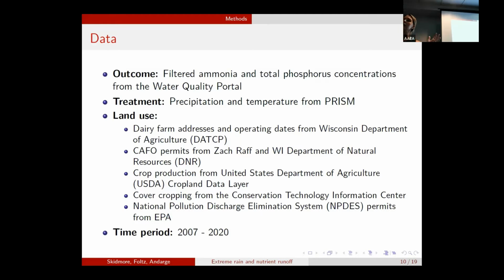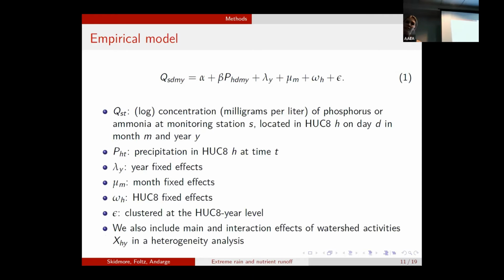All right, so we're going to look at this from about 2007 until 2020, bring together all these data sources and put them in a fixed effects model. So our outcome is the log concentration, or the level concentration of phosphorus or ammonia. And we're looking at the reading at a single monitoring station in a given HUC 8. And with this reading, we know the day on which it occurred, and then we can identify the month and the year, right? So our observation level is a single reading and a single station and a single day.